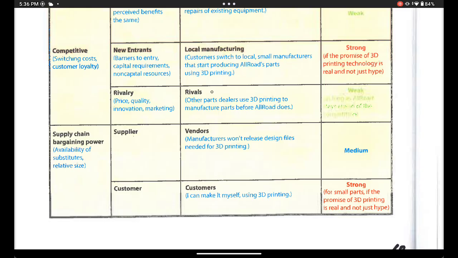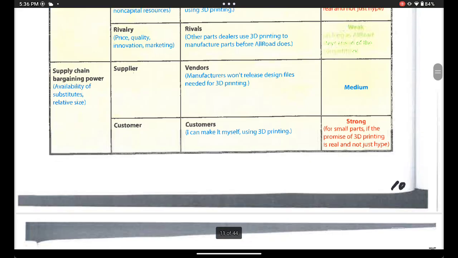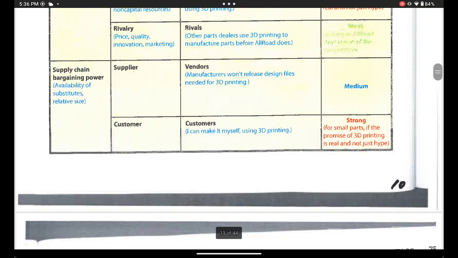Also, the old businesses that were there are very old, so they technically can get outshined by the new business. New business can be better. Suppliers, so the suppliers, they won't release the design files you need for the printing. Now, if you're a business that does 3D printing, you need design files. So if they sometimes won't release them, that's bad for you, right? So it's like medium. The reason why it's not high is that it doesn't make sense. If they won't release the design files, then they're breaking the law.